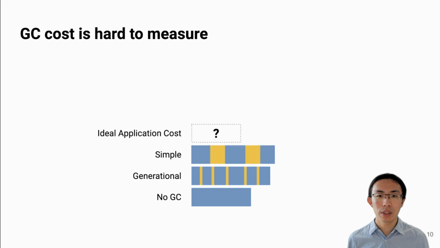But what if we knew the ideal cost to run an application that includes the potential benefits the best GC can bring but excludes all the GC costs? Then we can simply subtract this ideal cost from the total cost, and the difference will be the GC cost of each collector. Of course, we don't know this ideal cost, otherwise I wouldn't be giving this talk.